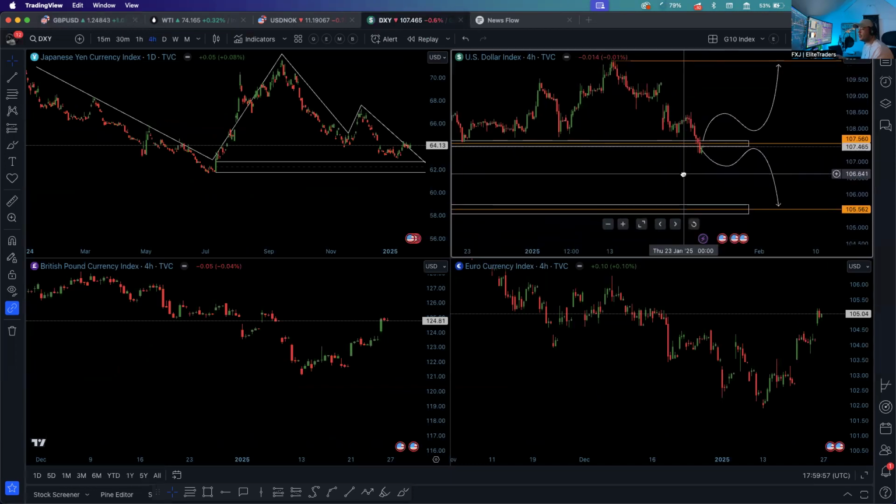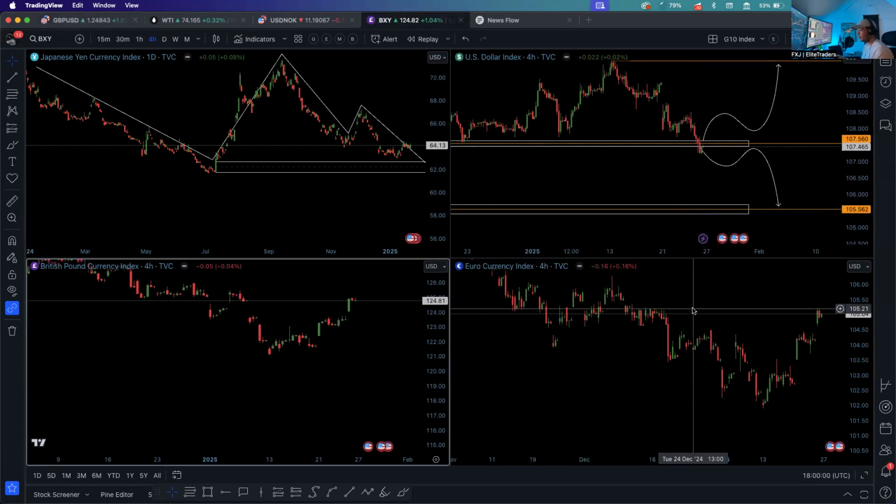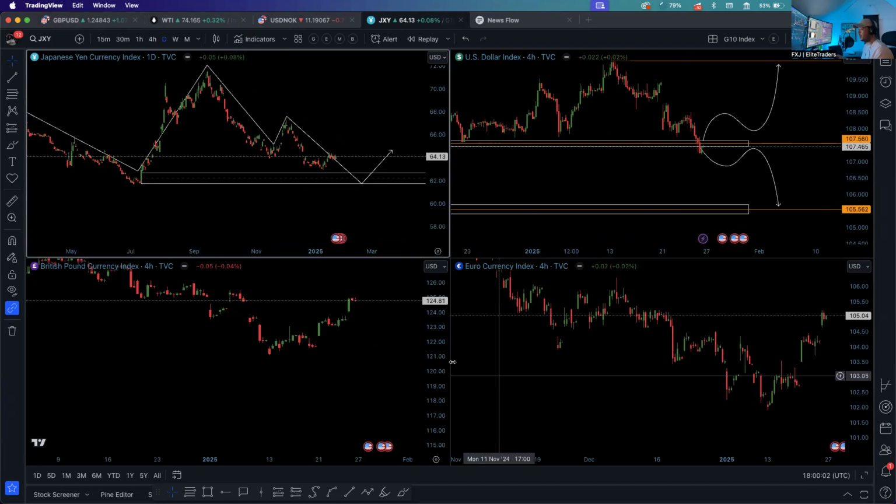Simply, we're going to continue to look at the US dollar. We're going to continue to look at the pound and the euro and the yen. These are the main currencies I pay attention to. As you guys should know, I'm a G10 trader, so I focus on the major currencies, whereas the other trader at Elite Traders primarily focuses on exotics, miners, commodities, and stocks as well.